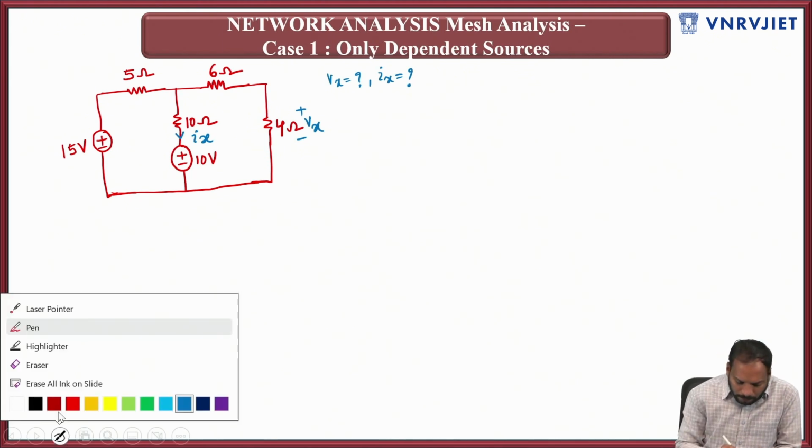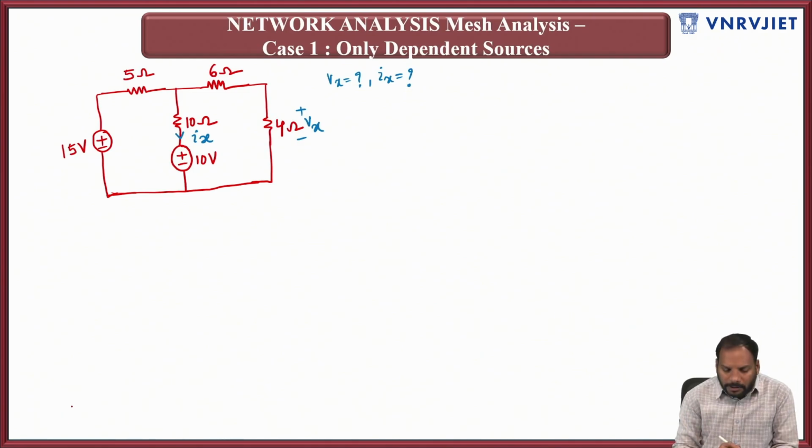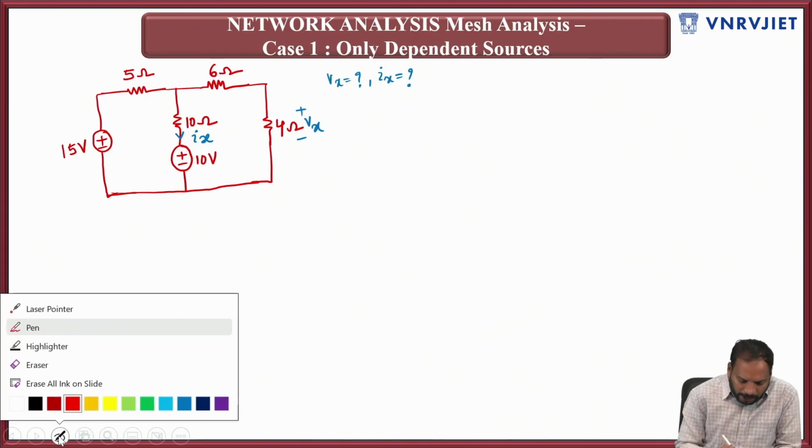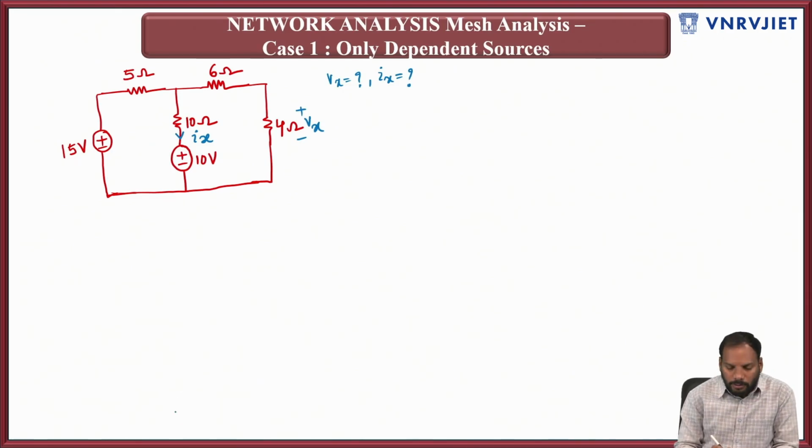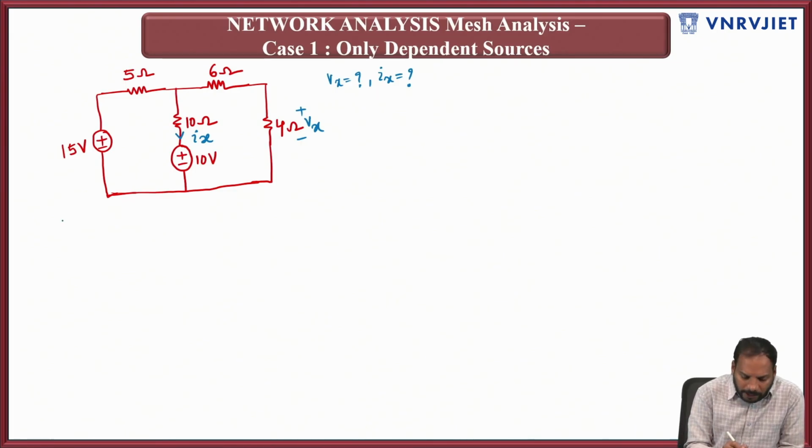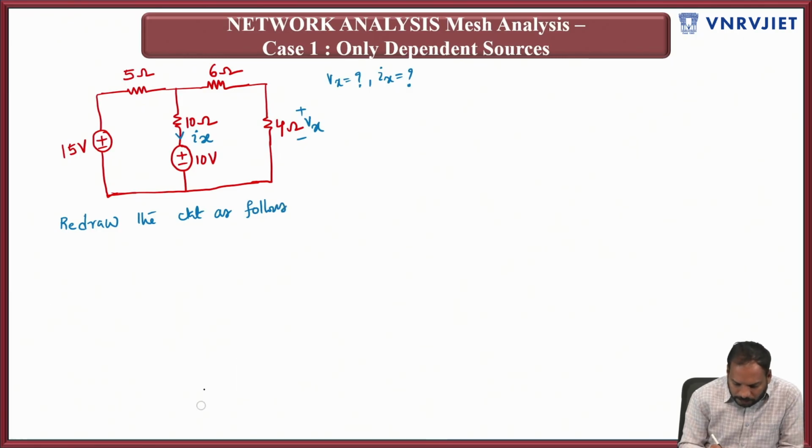Many of the students make the mistake of directly indicating the mesh currents. My sincere advice, guys, to avoid mistakes: whatever unknowns are being asked in the question, try to remove them and redraw the circuit. I think I have already explained this logic in the previous lectures. Redraw the circuit as follows. How I am redrawing the circuit, just carefully observe.